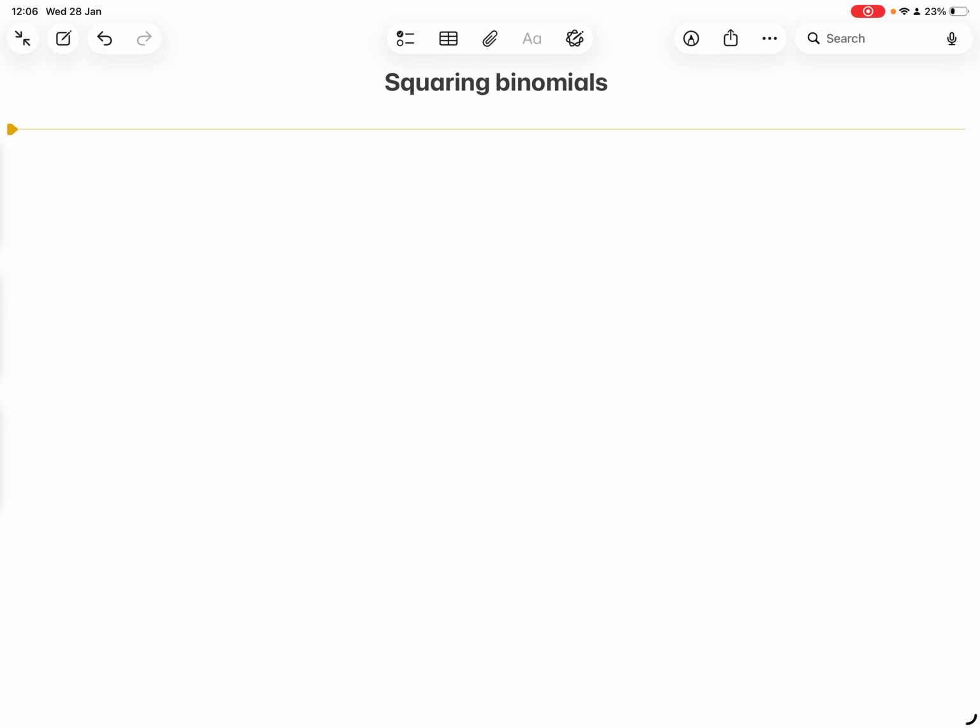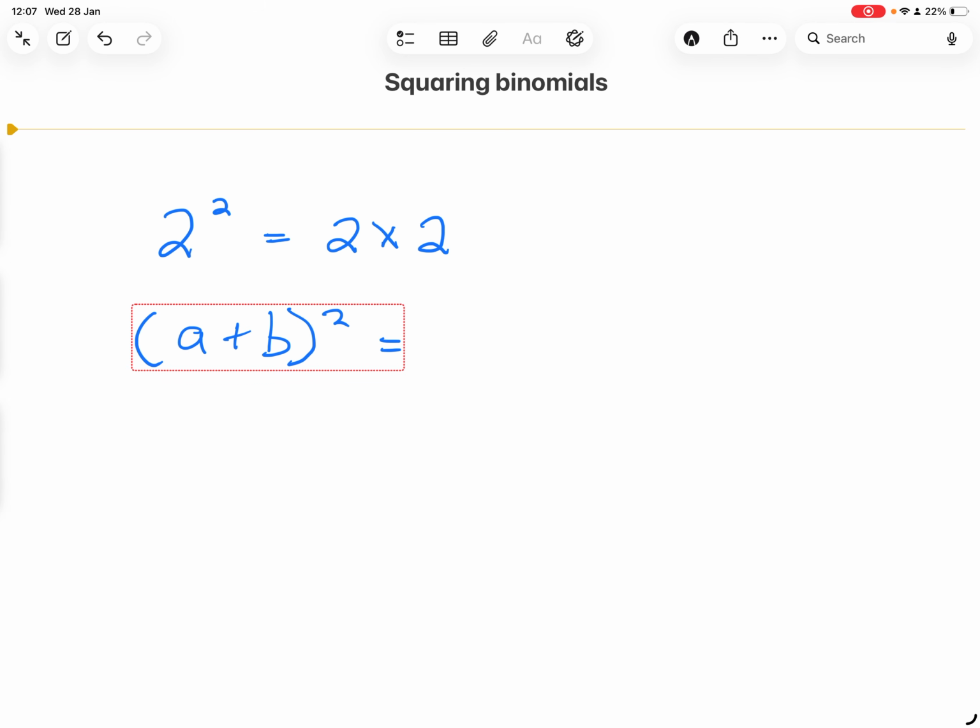Whenever we take a square, what is the square of something? If I say 2 squared, it means that I'm multiplying the number by itself twice. So if I am taking (a + b) squared, what does it mean? It means that I am multiplying the binomial a plus b by itself.